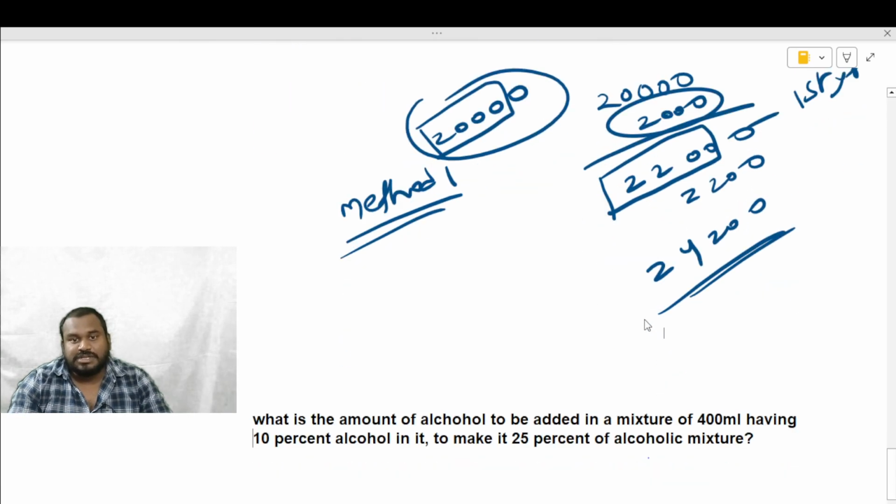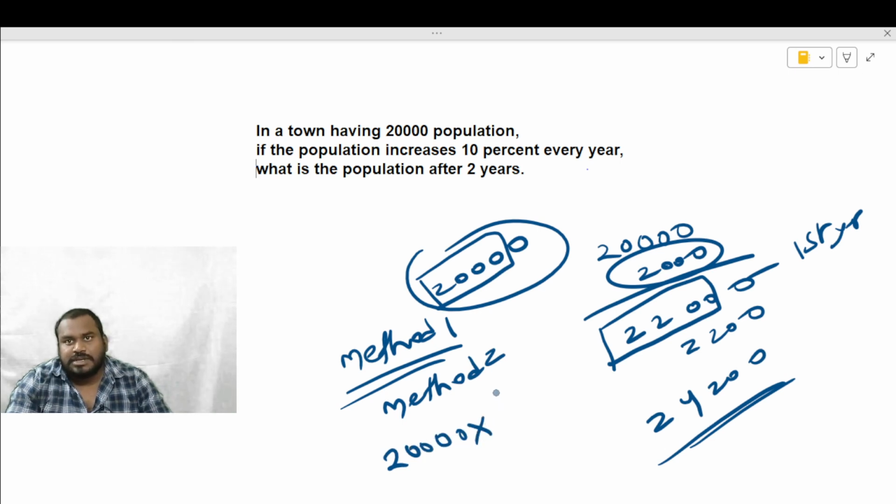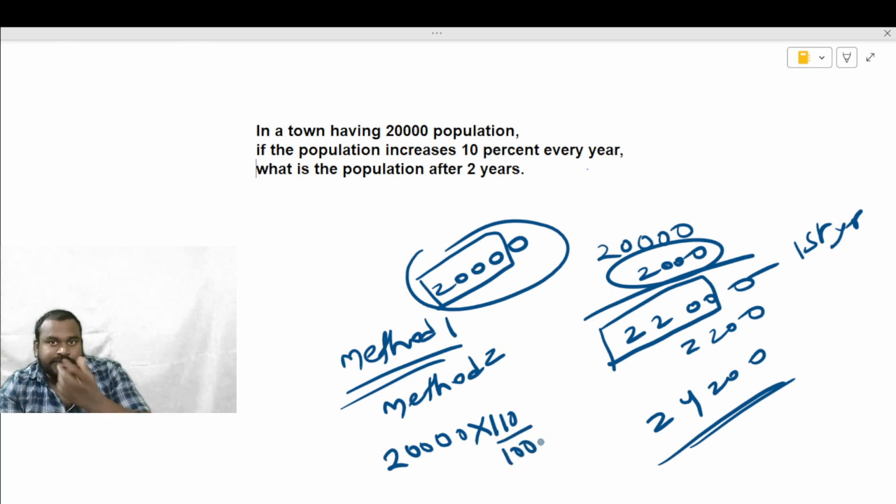If you want to go for the other method, see, I'll tell you. Method two is a one-step method. So 20,000 is the initial value. If I multiply this with 110 by 100, after 1 year, what is the population? If somebody asks, it's 110 by 100. You have to multiply with 110 by 100.